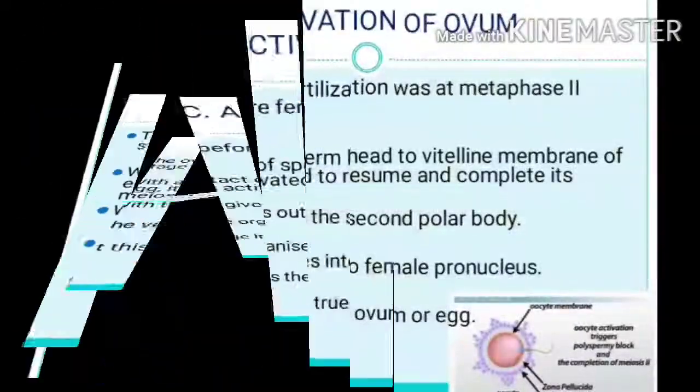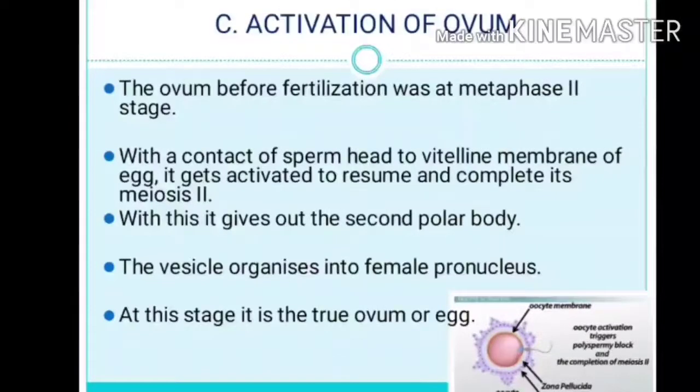Next event, that is activation. The ovum before fertilization was at the metaphase second stage. With contact of the sperm head to the vitelline membrane of the egg, it gets activated to resume and complete its meiosis second. With this, it gives out the second polar body. The nucleus organizes into the female pronucleus. At this stage, it is the true ovum or egg.